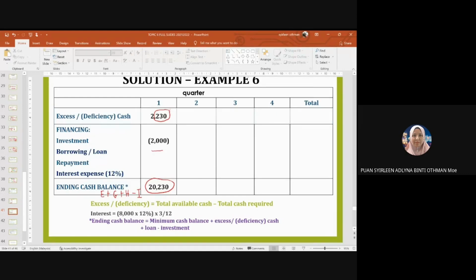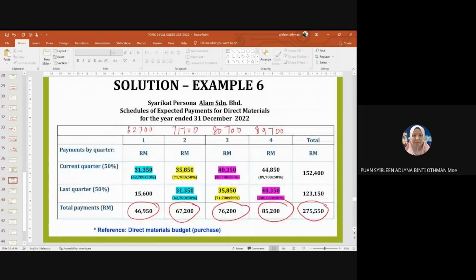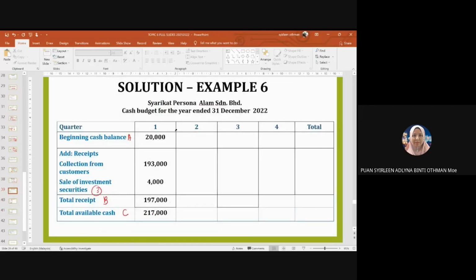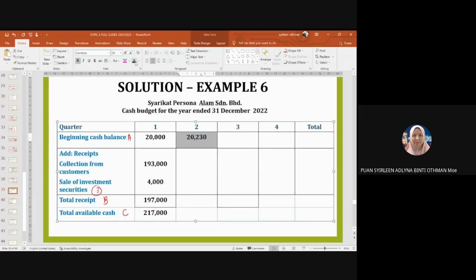Okay, so bila saya tak pinjam, saya tak ada benda nak bayar lah. So tidak ada payments for principal, tidak ada payments for interest. So leave it kosong. So sekarang saya ada baki dekat tangan 20,230. That one, ini, Madam akan bawa ke kuartal kedua. Okay, so kuartal kedua kita akan start dengan 20,230. Okay, alright. Saya pergi laju sikit.